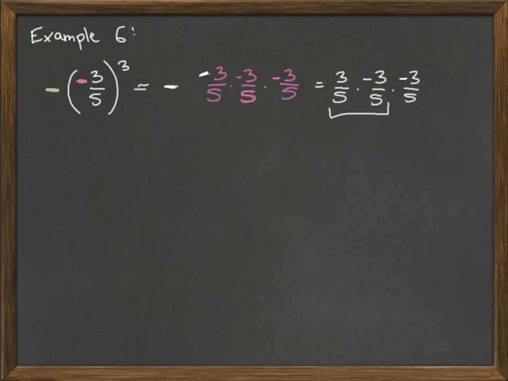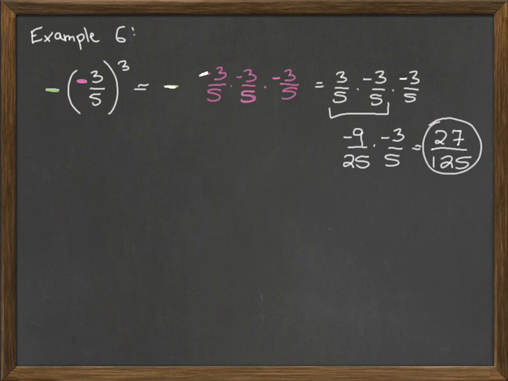Okay, so here we have a positive times a negative, so that's going to be a negative, right? So 3 times negative 3 is negative 9. 5 times 5 is 25. Okay, and then last but not least, negative 9 times negative 3 is positive 27. So after all of that work, we end up with a positive number. It's positive 27 over positive 125.